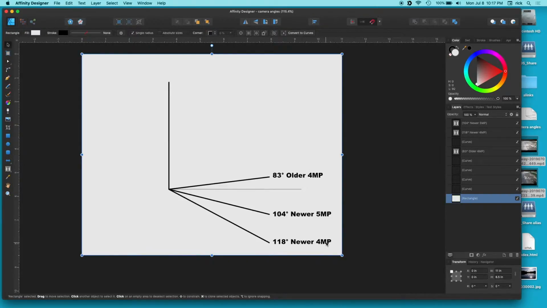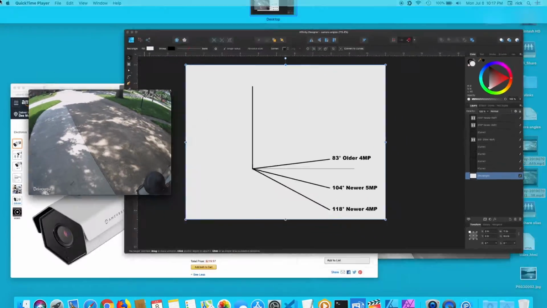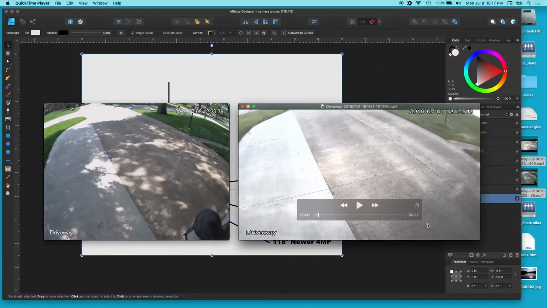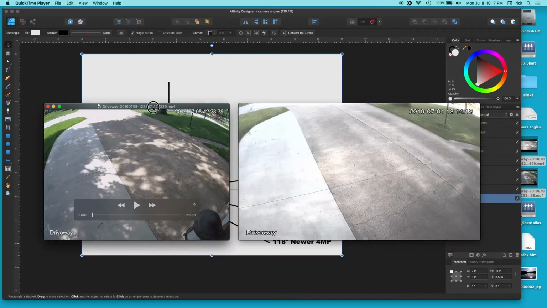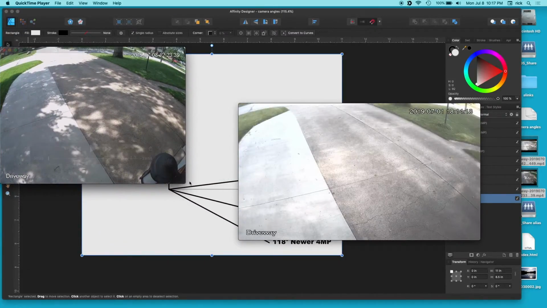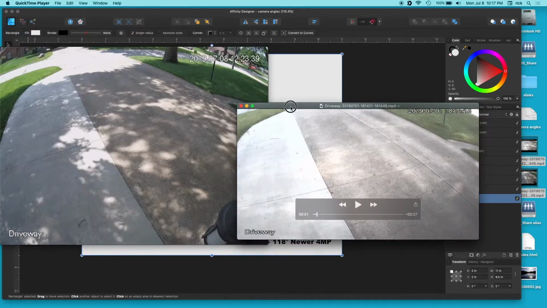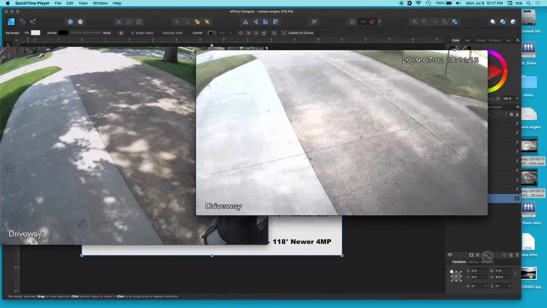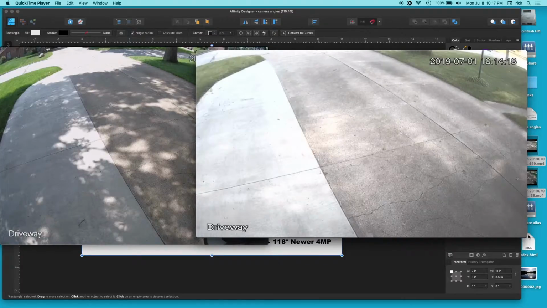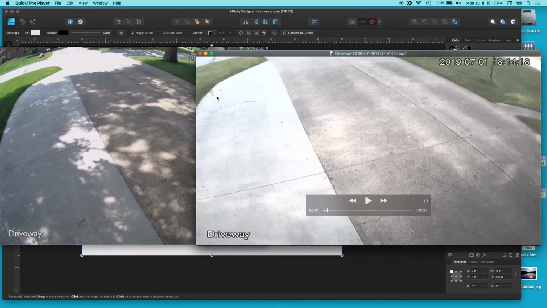I also have a 4 megapixel camera that's in a different location. That's 118. So we're going to compare these two, and you can imagine this 4 megapixel is a little bit wider than the 5 megapixel. So now I'm going to show you. These are video clips, but I'm not even going to play them. I really wanted these to be bigger, but my recording was screwed up in my recording software. So these are actually stored at a small resolution, but you can see what we're capturing here.